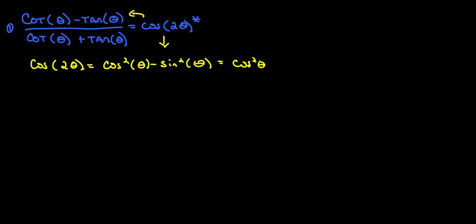So cosine squared theta minus sine squared theta over cosine squared theta, like that. So this would give me 1 minus tangent squared theta. So we could take that, and, well, we're really kind of stuck here. So let's backtrack a little bit. Looks like that might be a dead end.